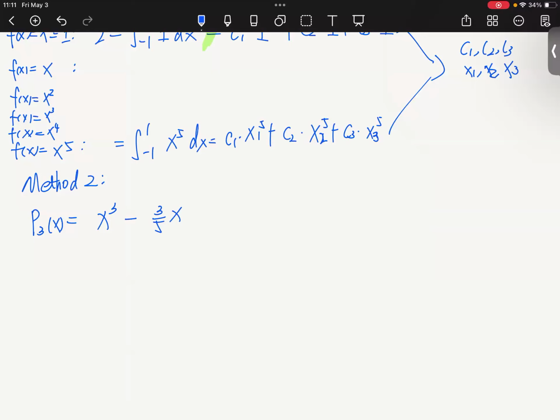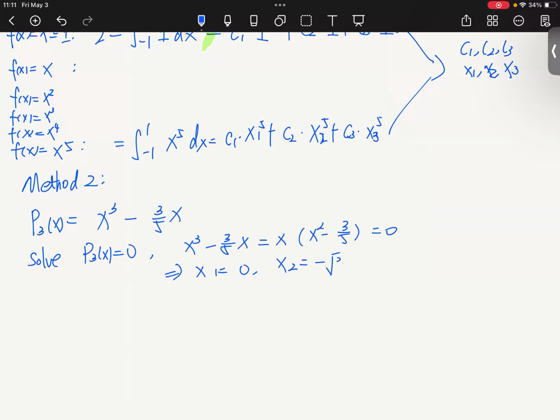method 2. In method 2, we have P3(x), and then we want to know the nodal points, right? And then we solve P3(x) equals 0, which means that we have x cubed minus 3/5 x, which equals x squared minus 3/5, and then equals 0. And we got x1 equals 0, x2 equals negative square root of 3/5, and x3 equals square root of 3/5.